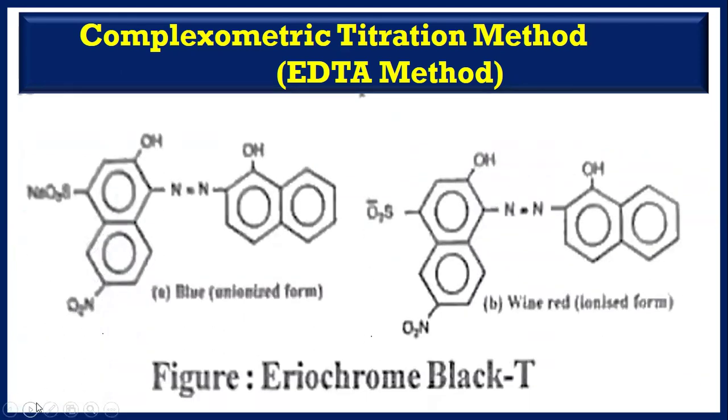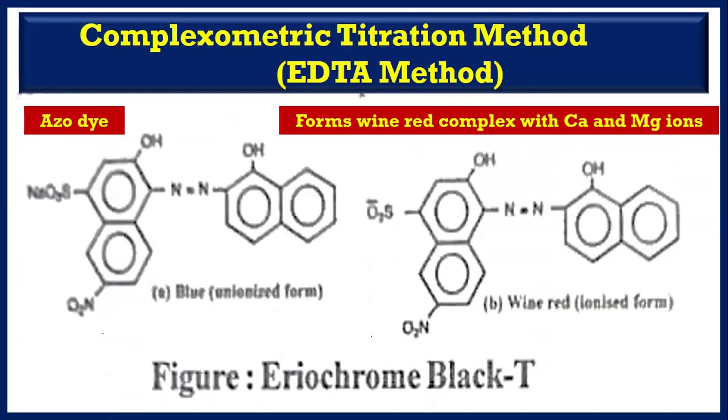Now, the second important chemical is Eriochrome Black T, which is used as an indicator in this titration. Basically, Eriochrome Black T is an azo dye compound. The color of EBT is blue in the normal unionized form. But it forms a complex with calcium and magnesium ions. When it forms the complex with calcium and magnesium ions, it gets ionized, and when it ionizes, it changes its color. The color in ionized form is wine red.